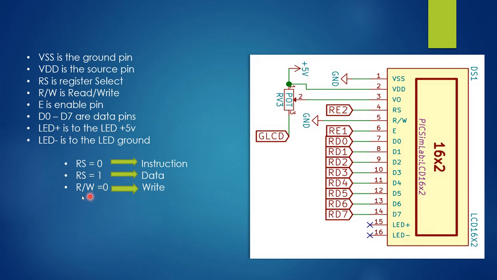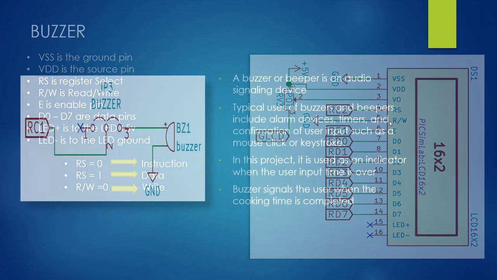Basically, if R/W is 1, then it indicates read. But in this circuit diagram, it's always grounded. So by default it is low, and we can perform the write operation. And if the RS is 0, it indicates an instruction, and if RS is 1, it indicates data, and the microcontroller interprets it as data.